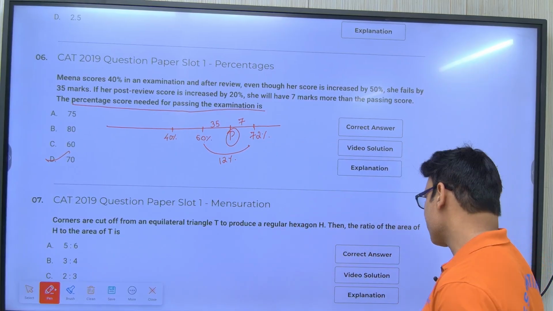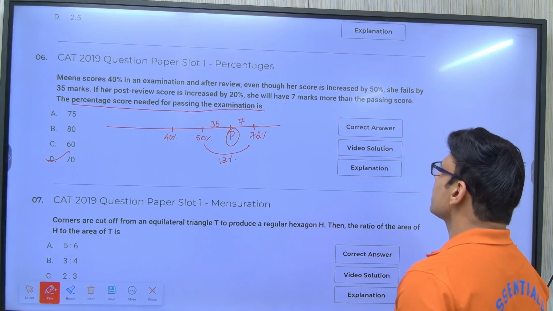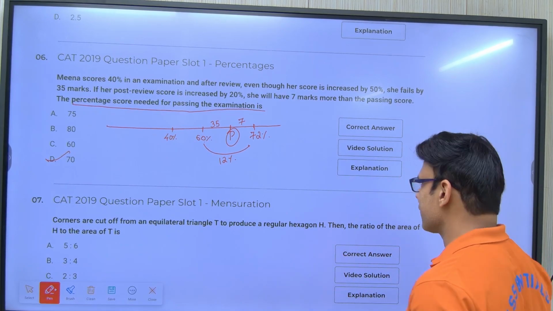Using number line. Understood? So this is an actual CAT question. Don't even need 30 seconds to answer this question.